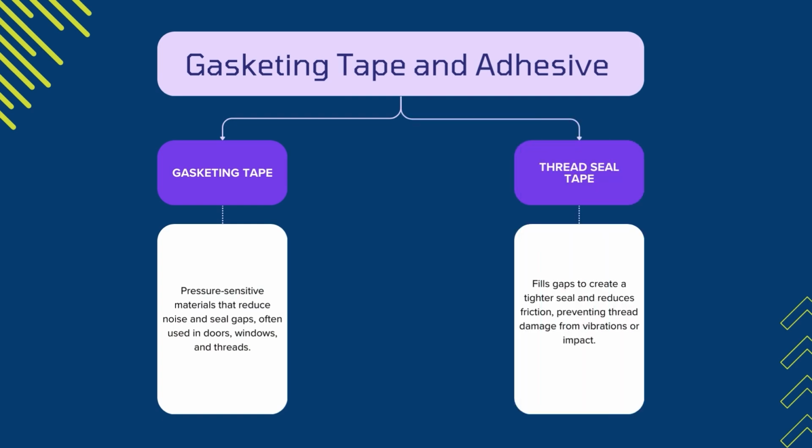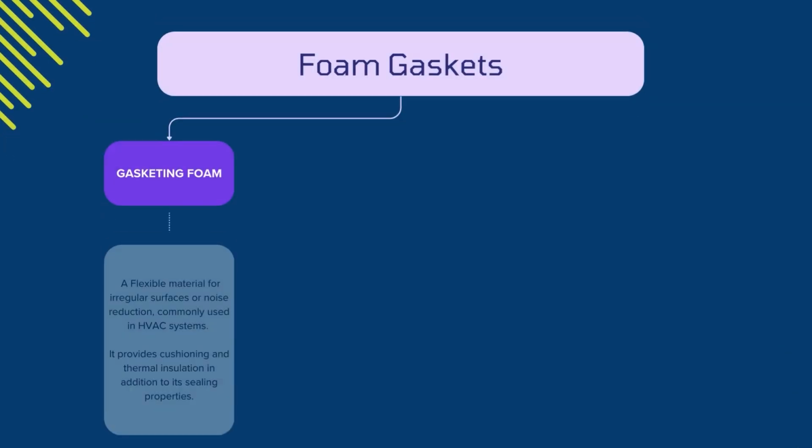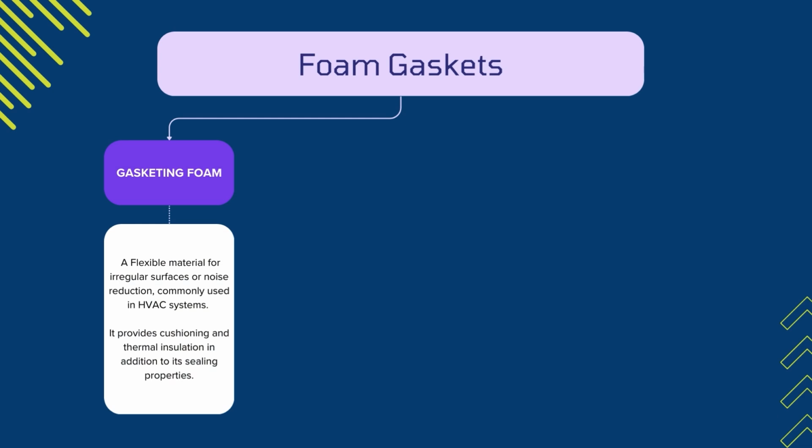On the other hand, there is thread tape which fills gaps to create a tighter seal and reduces friction, preventing thread damage from vibrations or impact. Next is gasketing foam, a flexible material for irregular surfaces or noise reduction, commonly used in HVAC systems. It provides cushioning and thermal insulation in addition to its sealing properties.